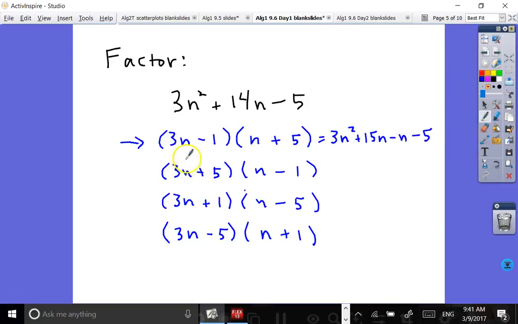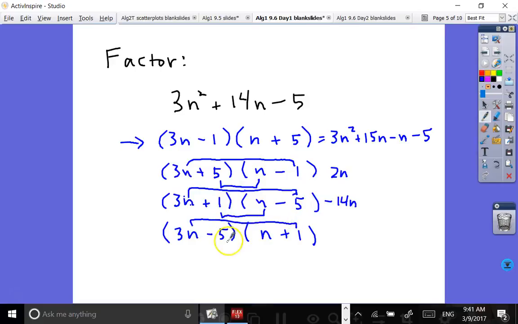If you check these others, this one would have been negative 3n plus 5n, that's 2n. This one would have been negative 15n plus n, that's negative 14n. And this one would have been positive 3n minus 5n, negative 2n. So just guess and check until you find the right one.